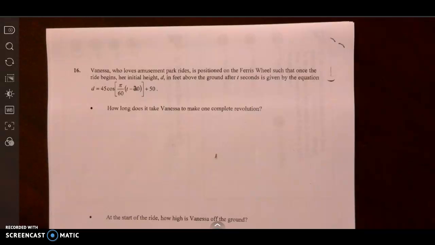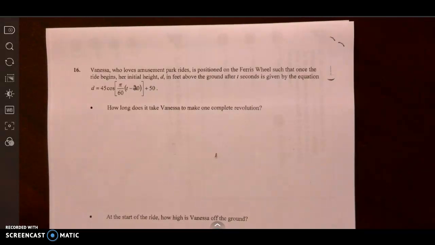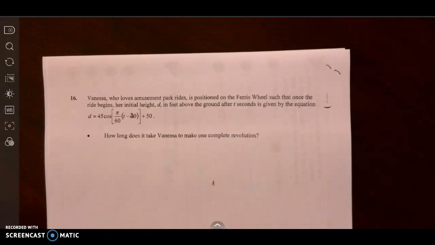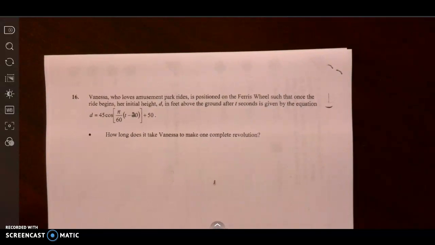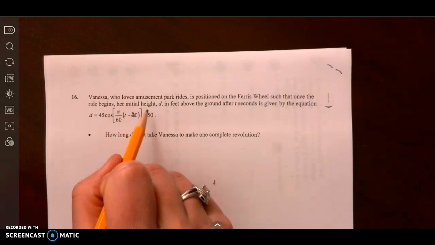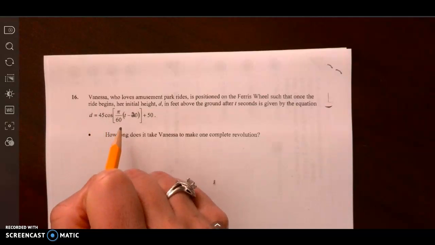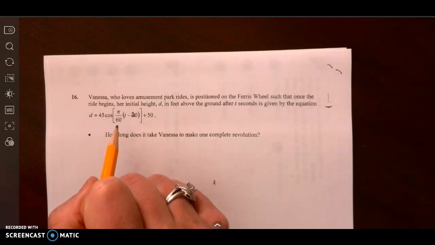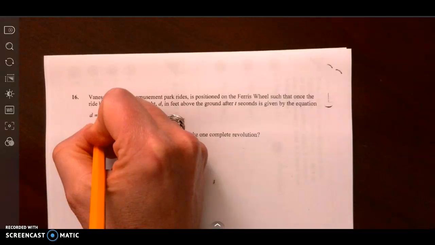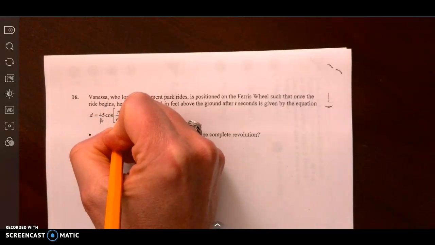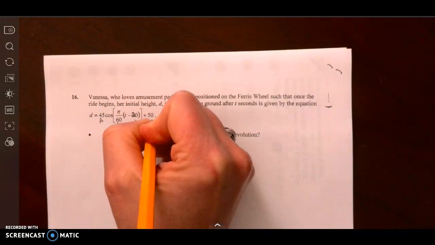Here's the last question on the practice test. Vanessa, who loves amusement park rides, is positioned on the Ferris wheel such that once her ride begins, her height d in feet above the ground after t seconds is given by this equation. As soon as I see this equation, I recognize that it is in standard form, where this is A, this is B, C, and D.